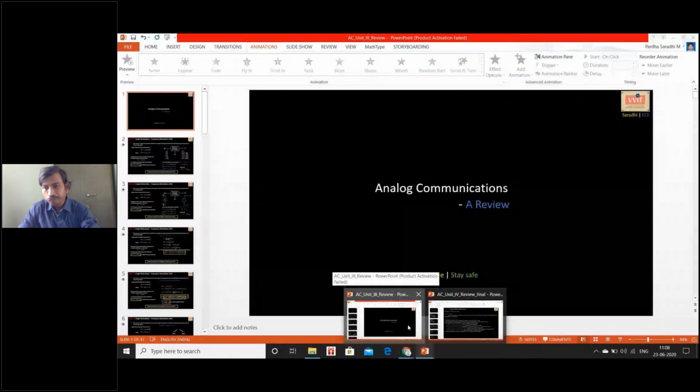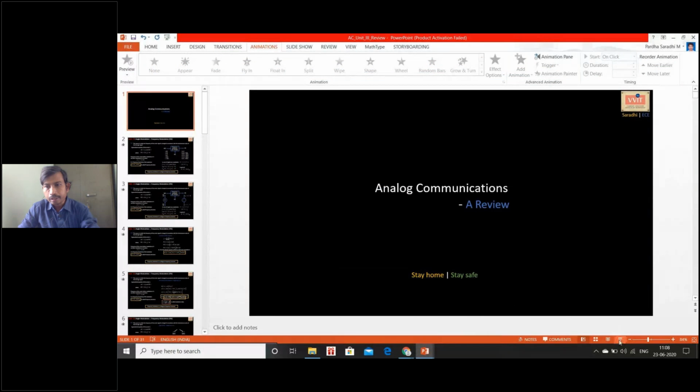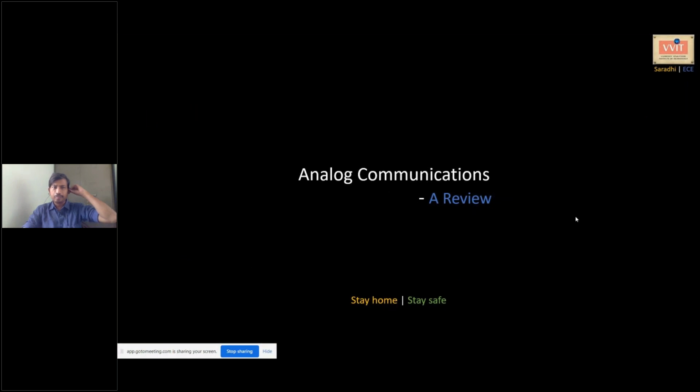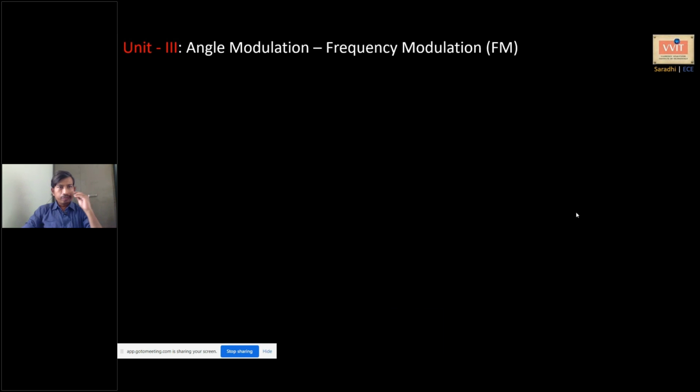Yeah, thank you. Let us start today's session. So it's analog communications, a review. Already one session we have attended and we have completed the first 2 units. Now let us start with the next unit, angle modulation. And there are two types of angle modulation, frequency modulation and phase modulation.